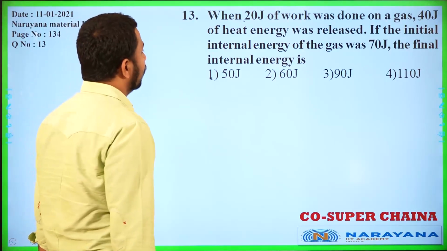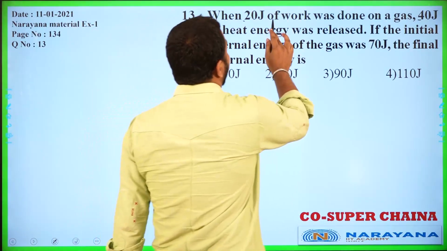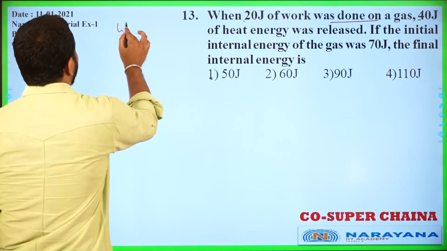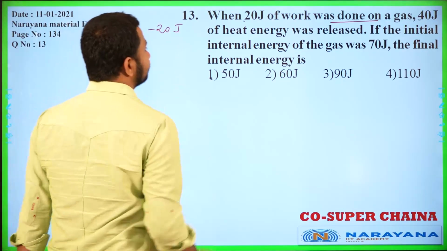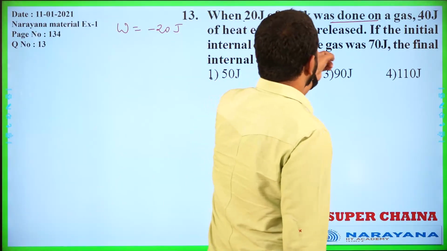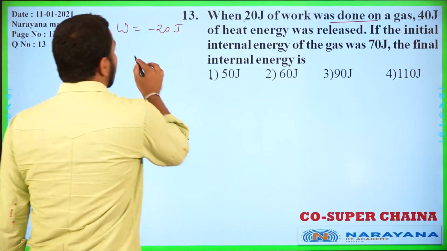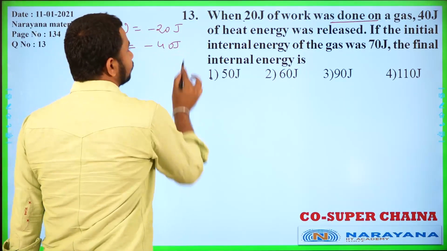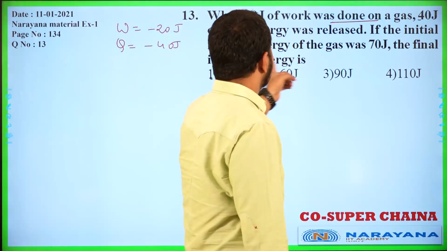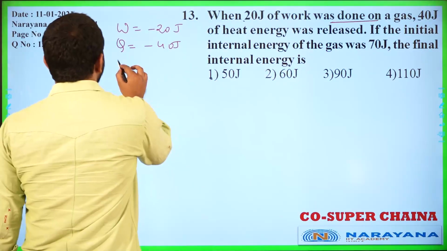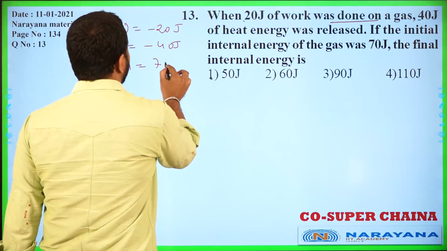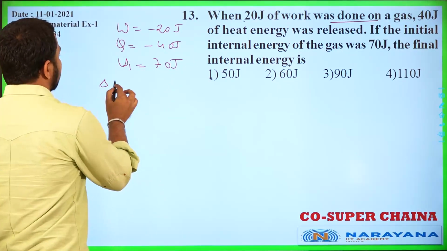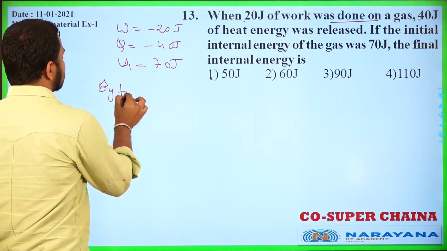Now if you see the next one: when 20 joule of work was done on a gas. Here work is done on the gas, so be careful on the symbol, it will be minus 20 joule. And 40 joule of heat energy was released, so again the heat is released, so it will be minus 40 joule. The initial internal energy of the gas, U initial, student, is given as 70 joule. Right? If we apply the first law of thermodynamics, what can we write?